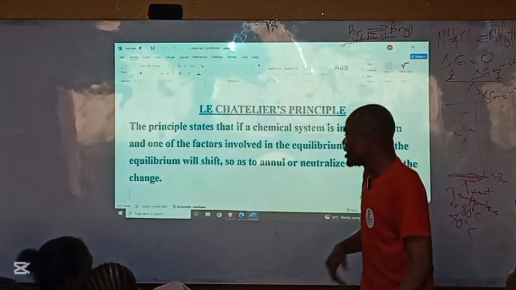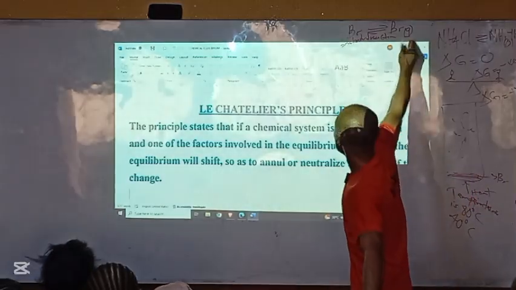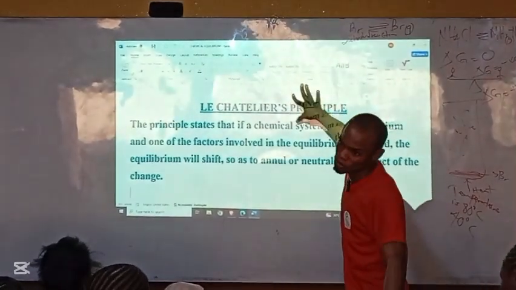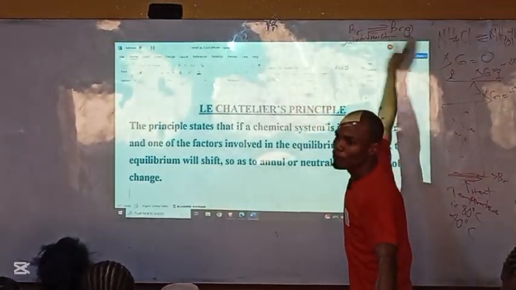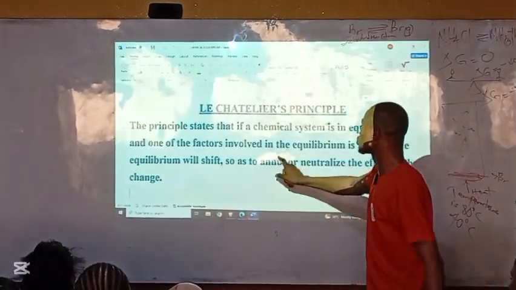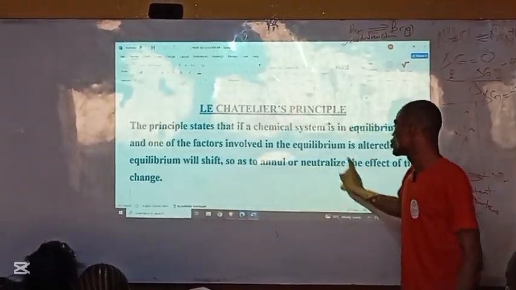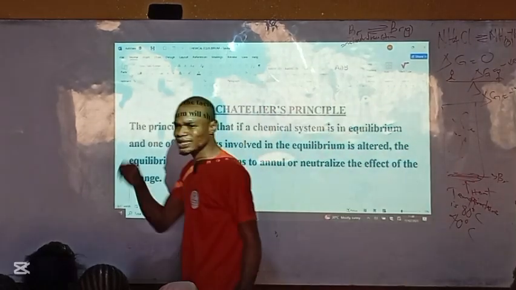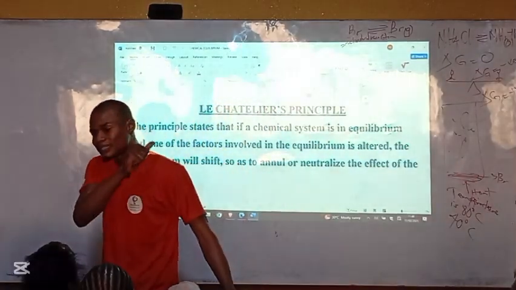Now because it wants to remain in the liquid, more vapor will go back to liquid because you have reduced the temperature. So the equilibrium will shift to the left, backward, so as to annul, that's to cancel or to neutralize, the effect of the change. We have the class statement relating to this. It's very important.